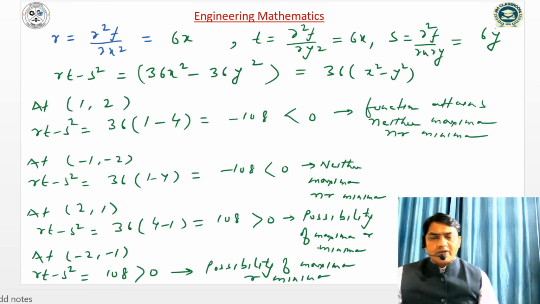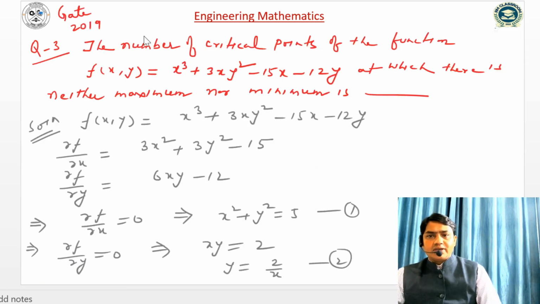So we have 2 points where the function attains neither maxima nor minima, and those 2 stationary points are 1, 2 and minus 1, minus 2. So the answer is once again the number of critical points of the function where the function is neither maxima nor minima, that is 2. So 2 is the correct option.